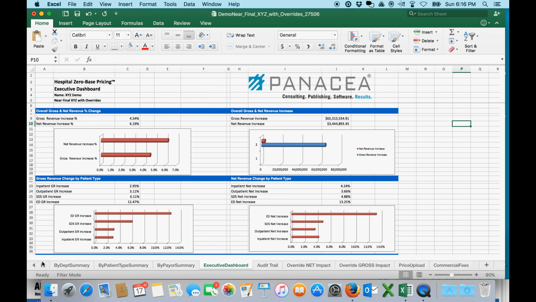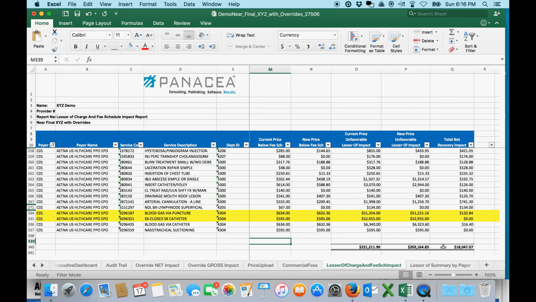We have the lesser of charge report here. This is the report that shows the additional 18,000 we're picking up. We're still leaving another 200,000 on the table, and normally we would spend more time and vet this, meet with the client, and see if these are false positives or whether there's actually more increases that the client feels comfortable doing. It could be that we're not picking up the full 200,000 due to the 35% cap, and the client may decide to go all the way up to the fee schedule, which means there would be an additional 200,000 there.